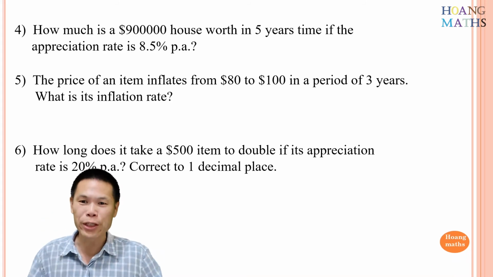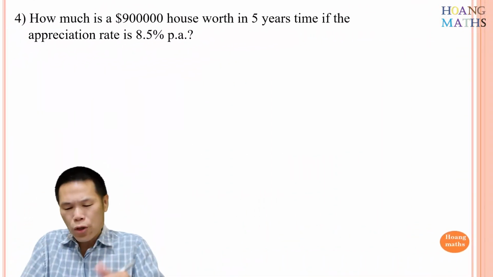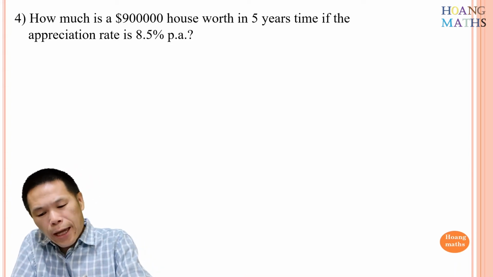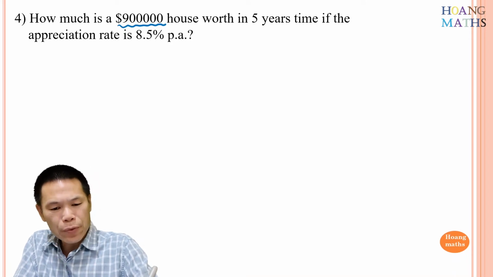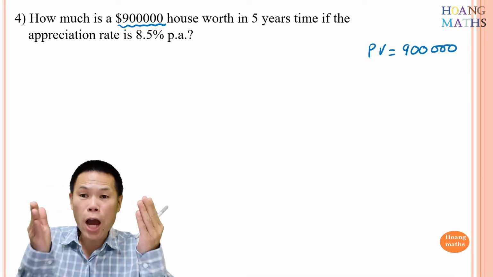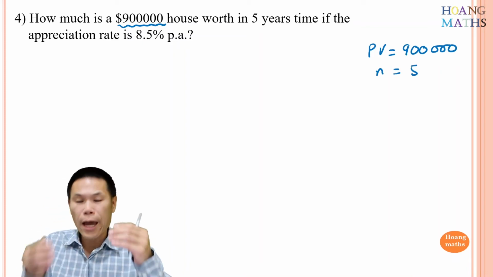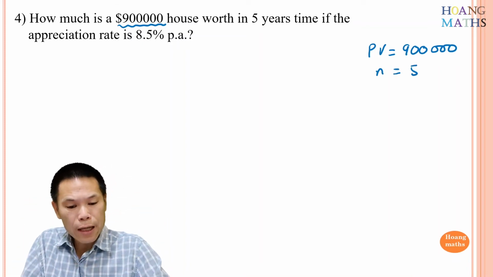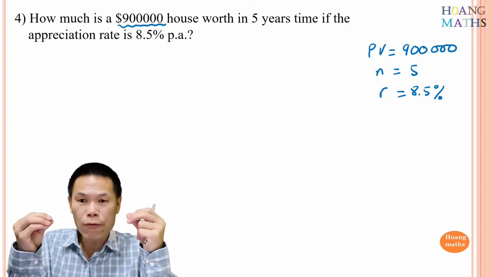So let's get into it. First of all, we know that the present value is $900,000. Let me just write this down. So present value is $900,000, and the time is 5 years, so N is 5. And then the appreciation rate R is 8.5%. So now we need to work out the future value.